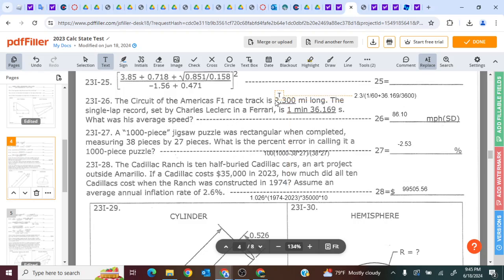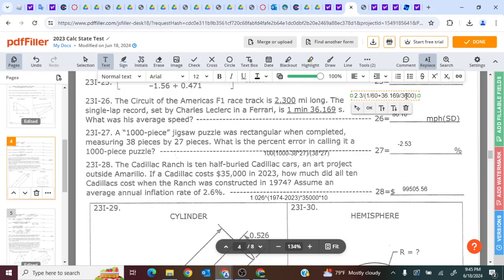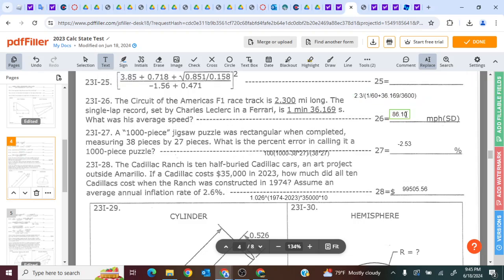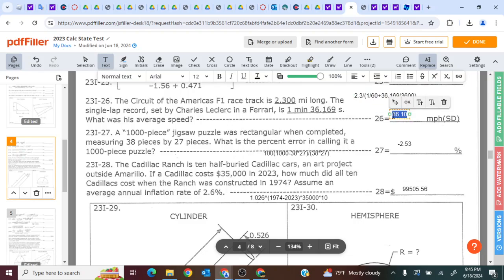There are 4 SDs because everything's being multiplied together or really divided together. The fact that these conversions are happening doesn't matter. So there are 4 significant digits, meaning you keep the lowest amount, and have 4 significant digits in your answer.